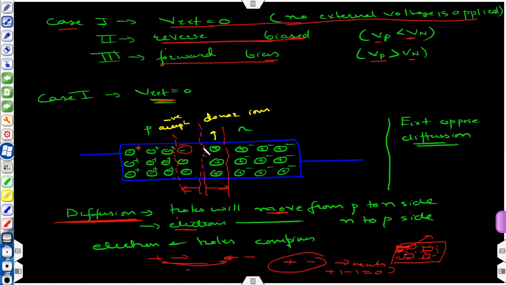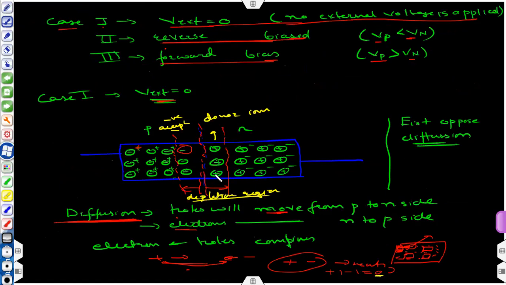Okay, so we have, on the contrary, on p side negatively charged acceptor ions. So this is called the depletion region. Depletion region, because in this region there are no free electrons and no free holes. Electrons and holes combined, and the net result is 0.